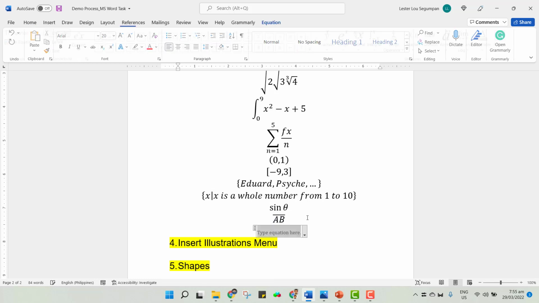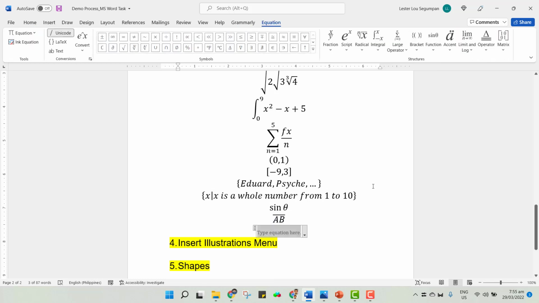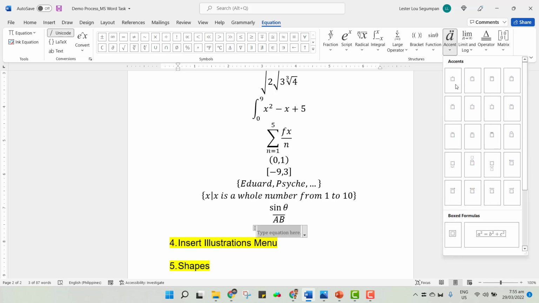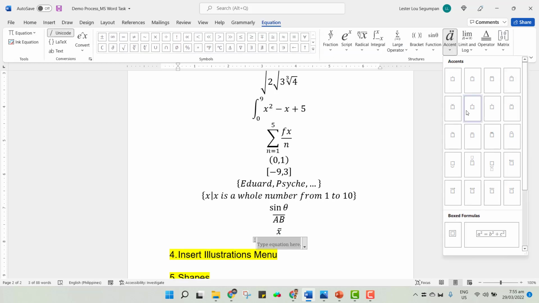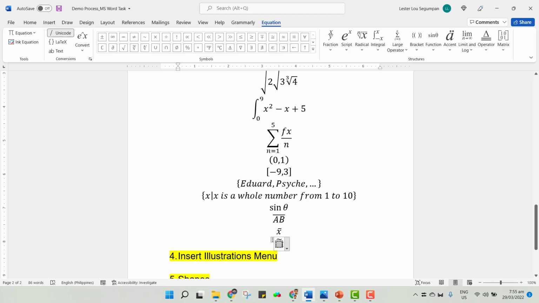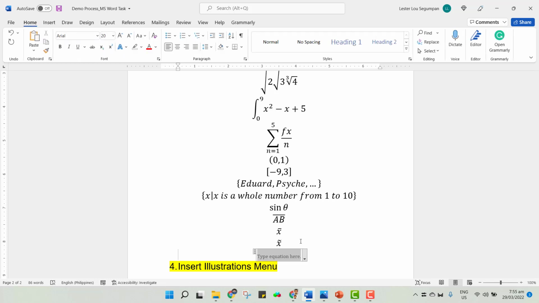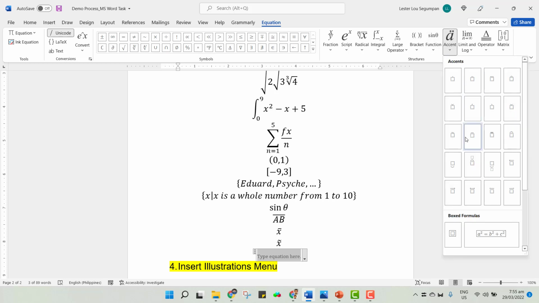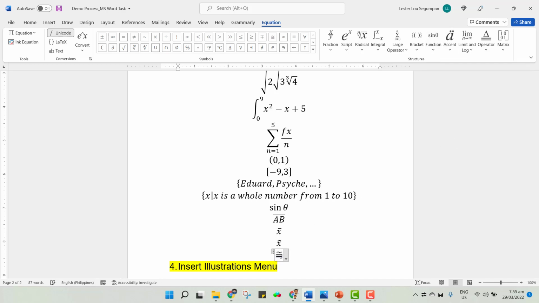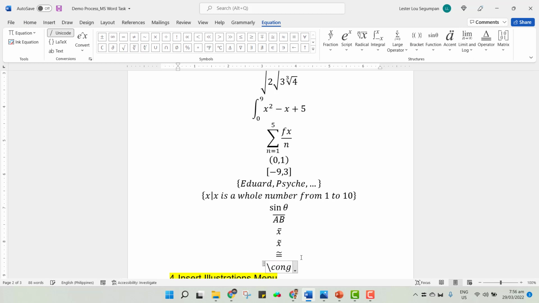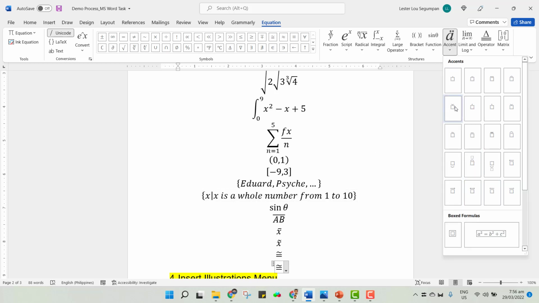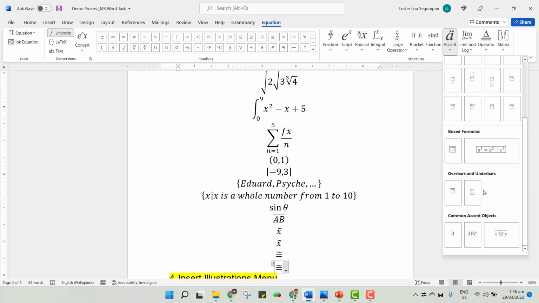The symbol for the mean of a data, we have the X bar. Okay? The symbol for the median, X tilde. If you don't like X tilde, you could also have here the congruence. Congruence equals. Let me see the shortcut for congruence. Forward slash cong. There, forward slash congruence. So, other accents here like P hat, so symbols such as those.